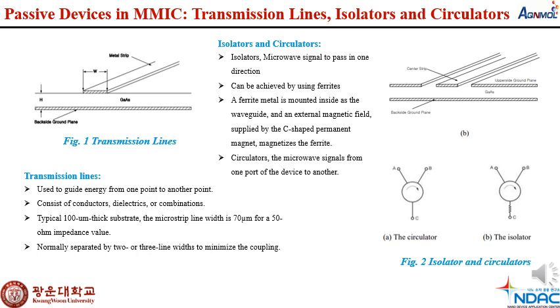Another two important passive devices are isolators and circulators. An isolator allows the microwave signal to pass in one direction only. It can be achieved by using different ferrites. A ferrite metal is mounted inside the waveguide with an external magnetic field. The external magnetic field is supplied by a C-shaped permanent magnet that magnetizes the ferrite. Circulators pass the microwave signal from one port to another.